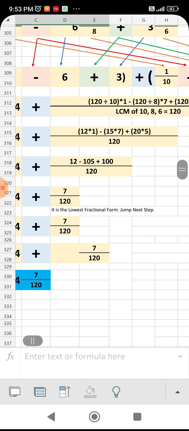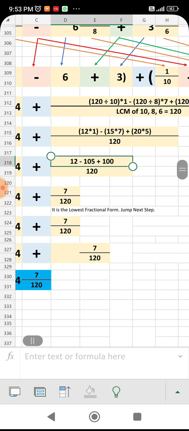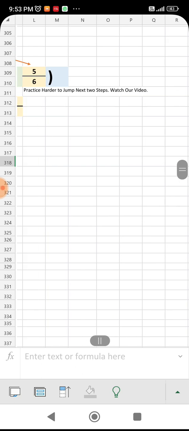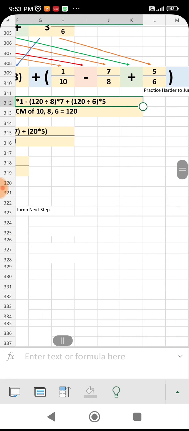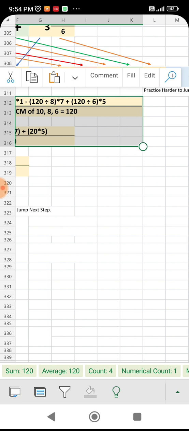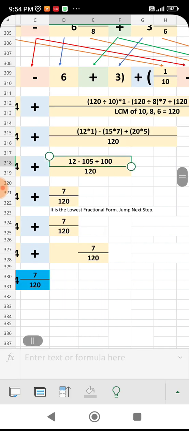Okay. So after this multiplication, this answer has come. Now what do you have to do? Here it is telling that you have to practice hard to jump the next two steps. That means you have to practice to write this number, this step, directly. If you can do this, very good. If you cannot do this and want to learn, then you can see our trick video.